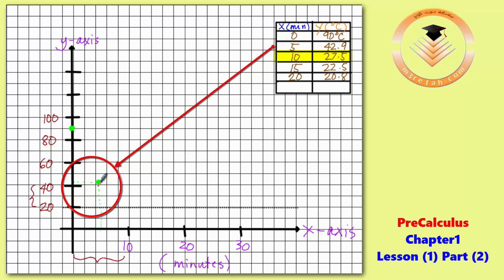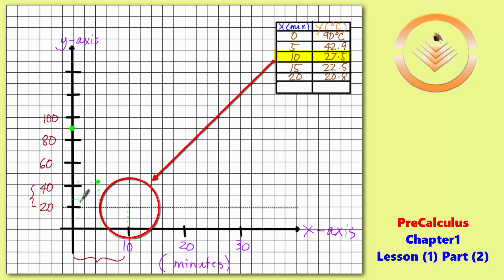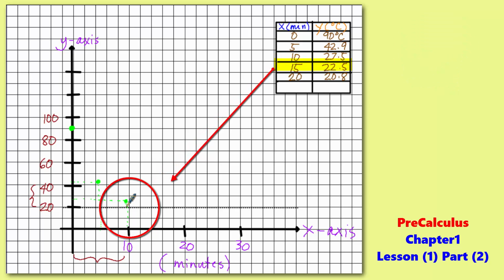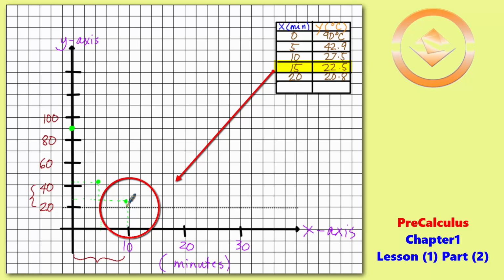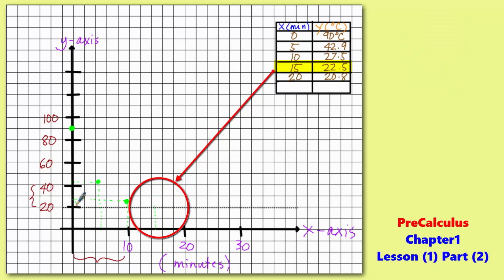At 10 minutes, we have 27.5. So it's in between 20 and 40, but not greater than 30. So it's here. Okay. At 15 minutes, we have 22.5. So it's in between 10 and 20 for the x-axis, and for the y-axis, it would be in between 20 and 40, but of course, much, much less than 40. So it's here.